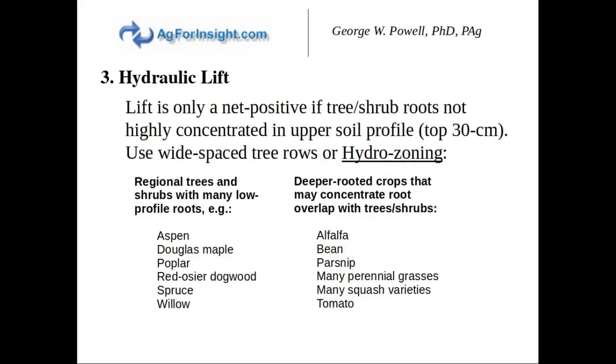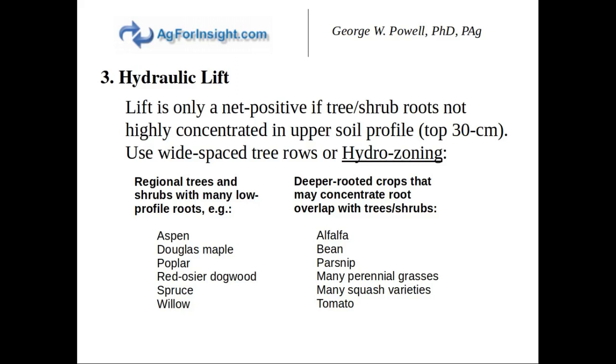Of course, this lift is only a net positive if the tree and shrub roots are not highly concentrated in that upper soil profile, which I'll define as sort of the top foot, that top 30 centimeters. To get around that, you have to either use widely spaced tree rows or the concept of hydrozoning. Hydrozoning is separating out species based on their root architecture so that you don't have overlap between the tree and shrub roots and where the highest concentration of your crop roots are going to be.